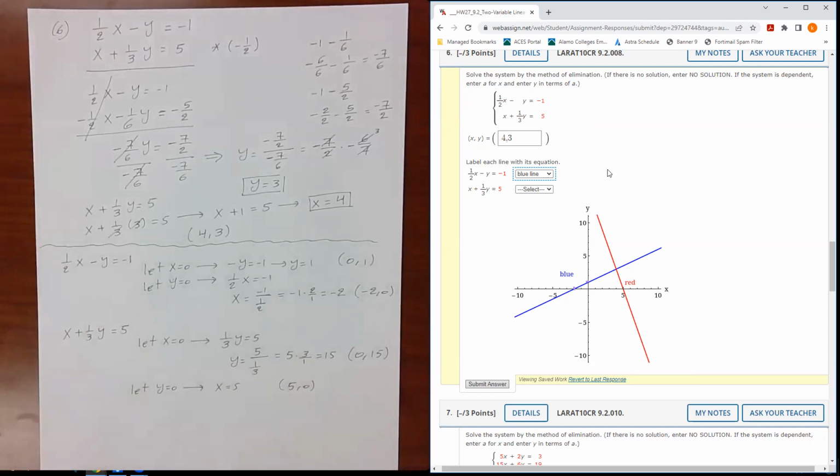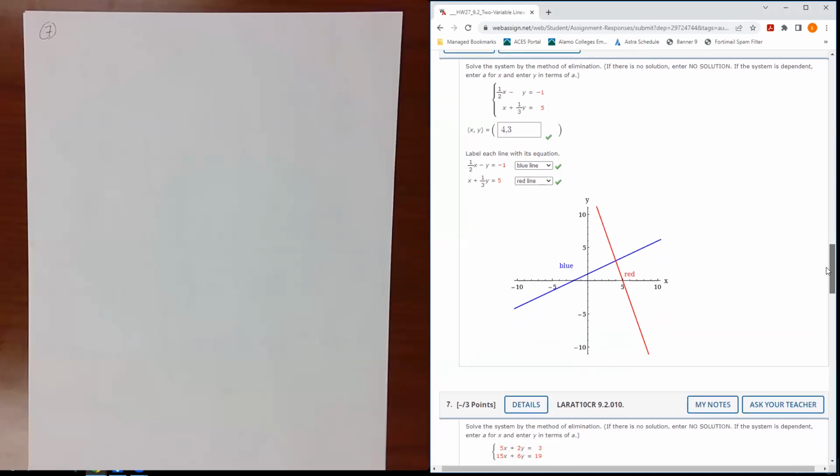So let's check these 2 points. For the 5, 0, here is the point 5, 0. But for the second point, 0, 15, we can't locate this one because the graph ends at 11. But we can know which one is the right graph. This is the red one for the second one. So we're going to choose the red one. So that's it for this example. We got it right. Let's keep going to number 7.